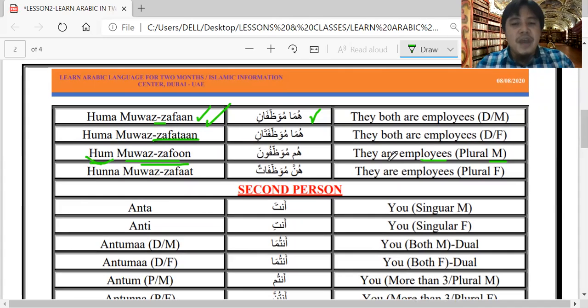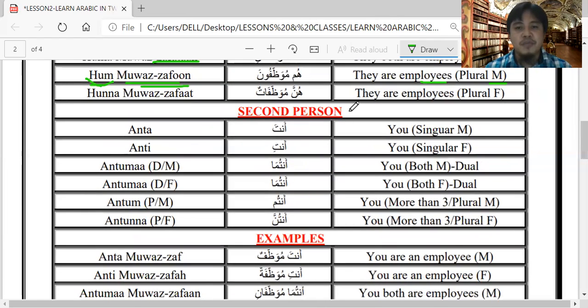And for the feminine, we will say hiya Aisha wa hiya Geraldine wa hiya Jane wahunna muwaddafat. Another word for engineer, wahunna muhandisat. That means they are engineers. All right. And if I want to say they are female teachers, I will say hunna muallimat. So that is the third person.